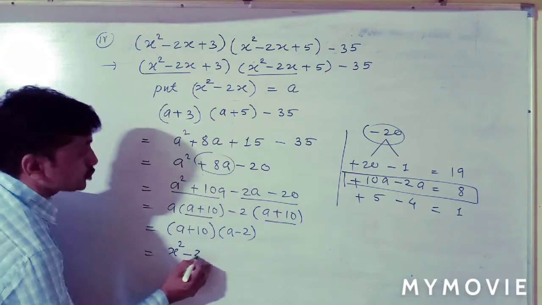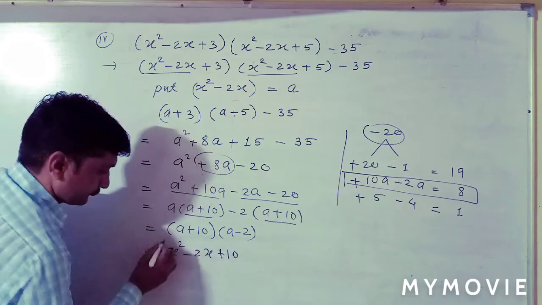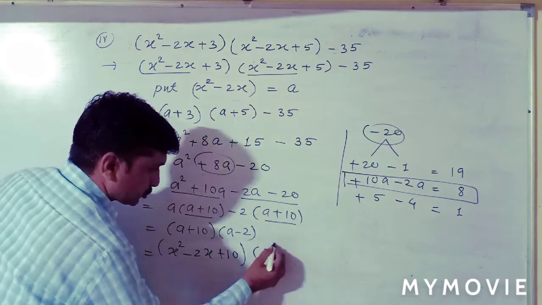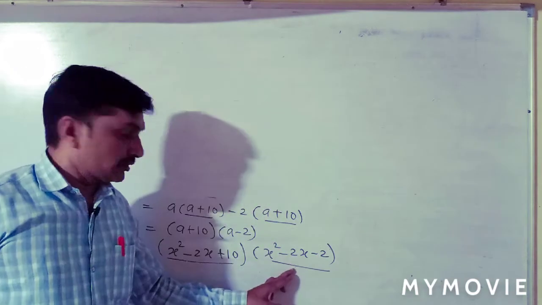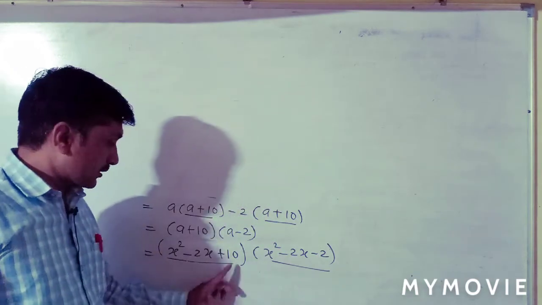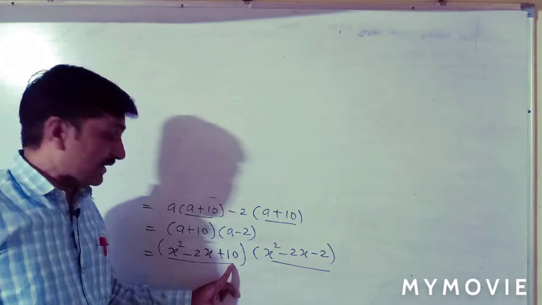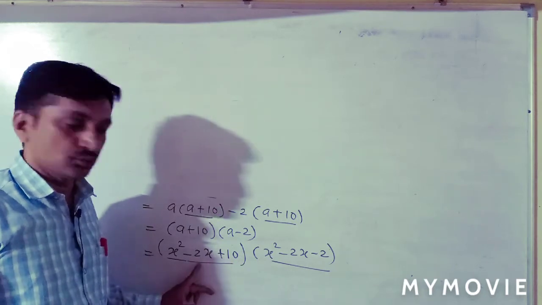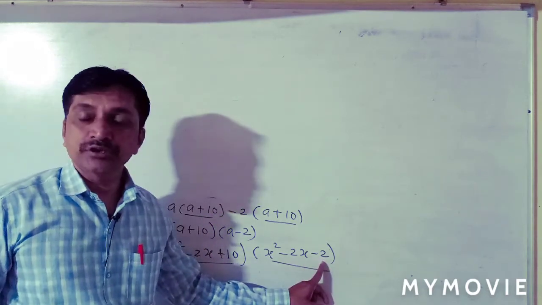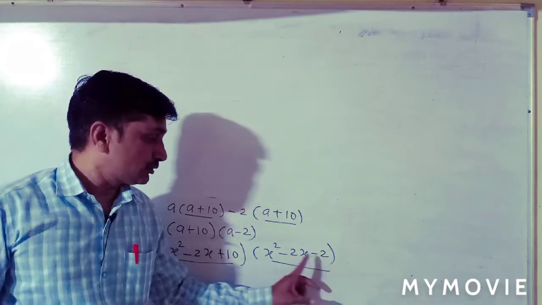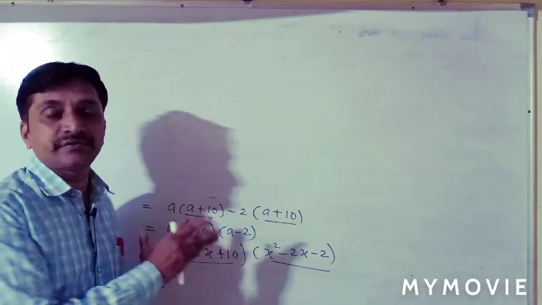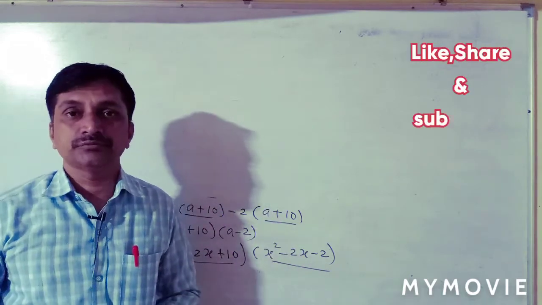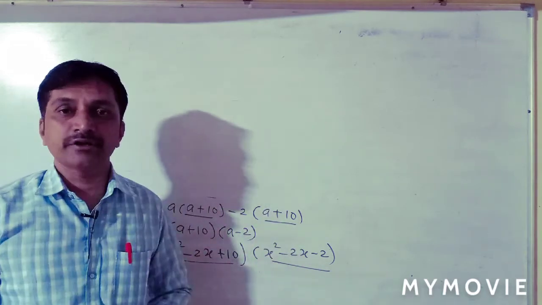x square minus 2x plus 10 is the first bracket. x square minus 2x minus 2 is the second bracket. Now here we got two brackets. Here it is plus 10. We don't get factors of plus 10 whose difference is minus 2. Here the last term is minus 2. Here also we don't get factors of minus 2 whose difference is minus 2. That's why these two are the factors of this polynomial. We cannot solve further. We can continue this example.